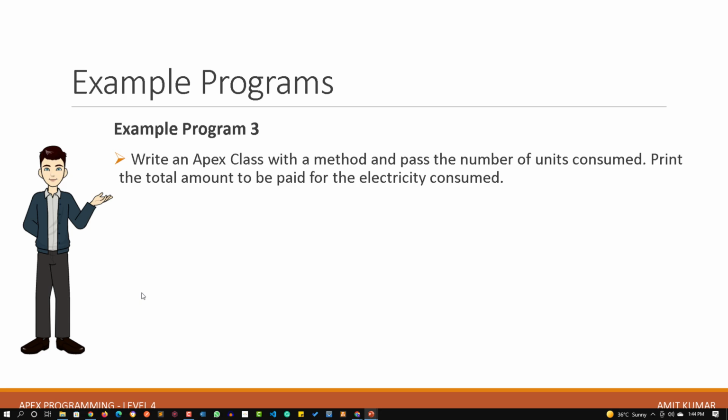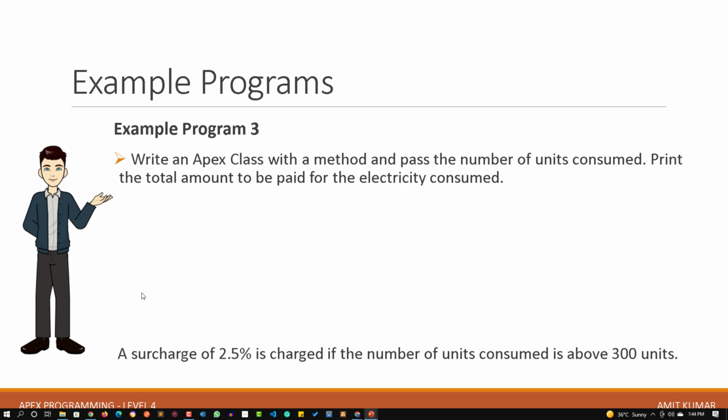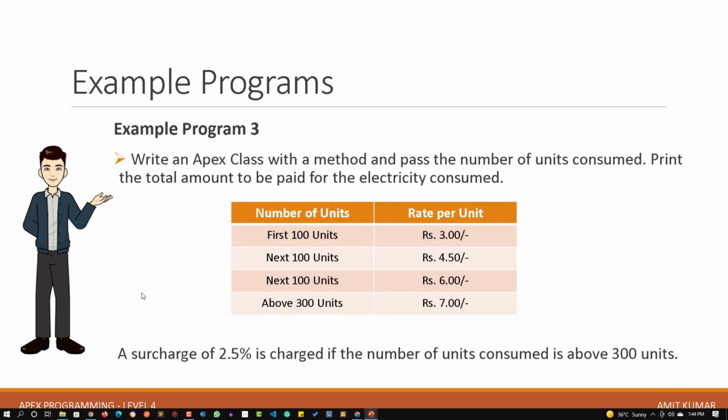Write an Epix class with a method and pass the number of units consumed as parameter. Print the total amount to be paid for the electricity consumed. A surcharge of 2.5% is charged if the number of units consumed is above 300 units. So the units and rate per unit is given in this table.